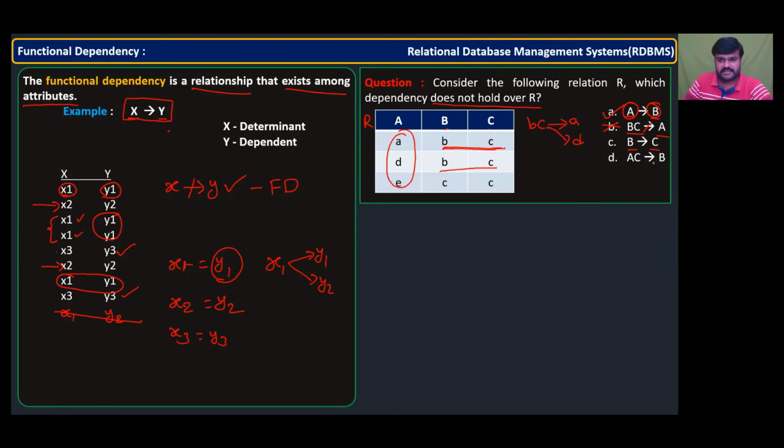So B deriving C. Let us see. B deriving C. See, B two times are there here. Both the times it is deriving the same value. Yes, valid. And C is there, of course, only one time. So you need not bother.